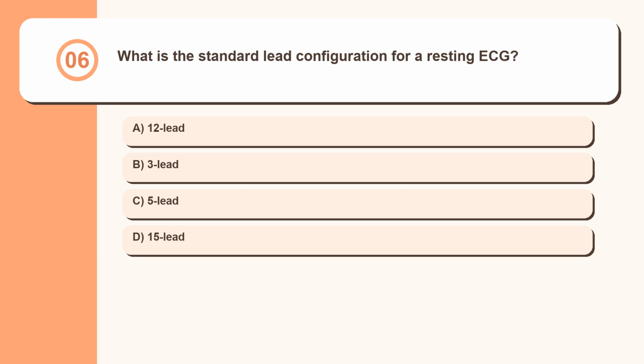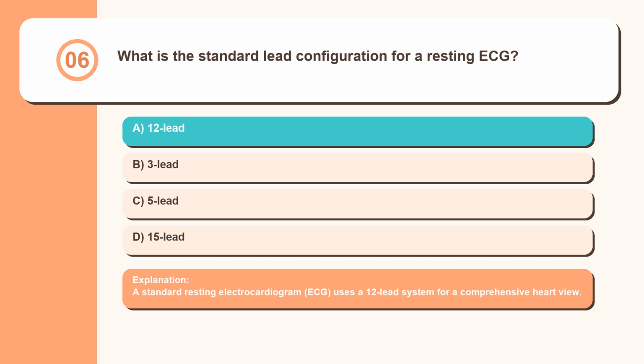Question 6. What is the standard lead configuration for a resting ECG? 12 lead, 3 lead, 5 lead, 15 lead. A standard resting electrocardiogram, ECG, uses a 12-lead system for a comprehensive heart view.